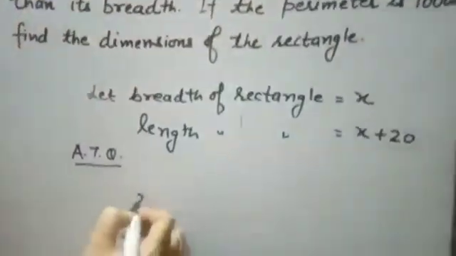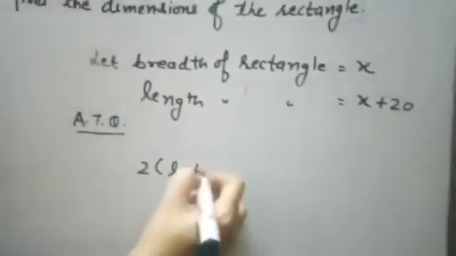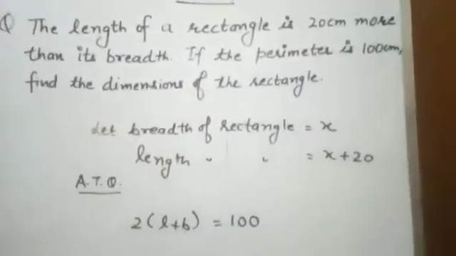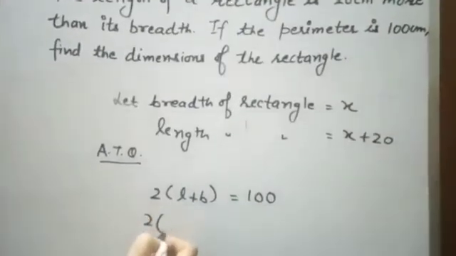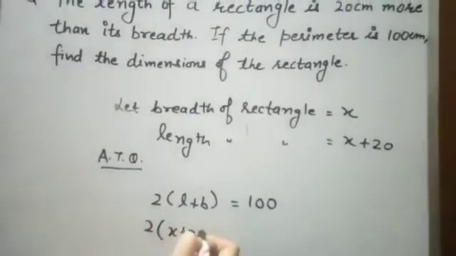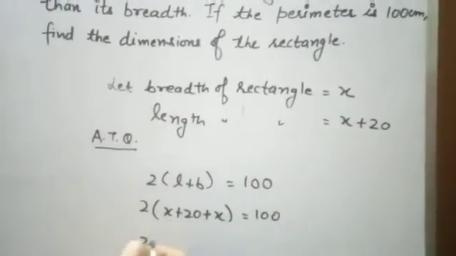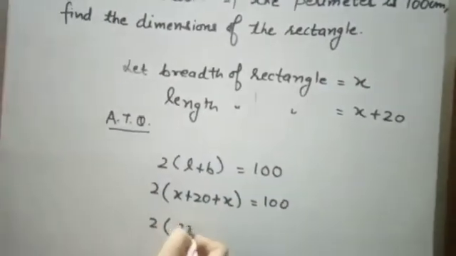Perimeter. And we all know that the perimeter of the rectangle is 2 into (length plus breadth), and the value is given to us as 100 centimeter. Now we are going to put the value of length, x plus 20, and the breadth, that is x, here. Now first of all we are going to solve the bracket. x plus x, 2x, plus 20.